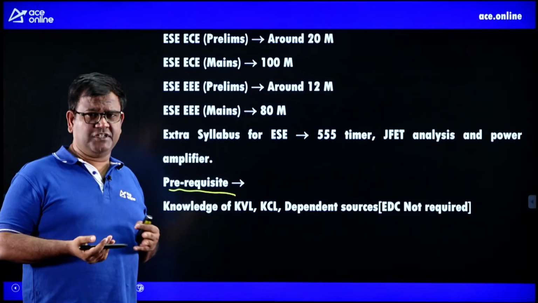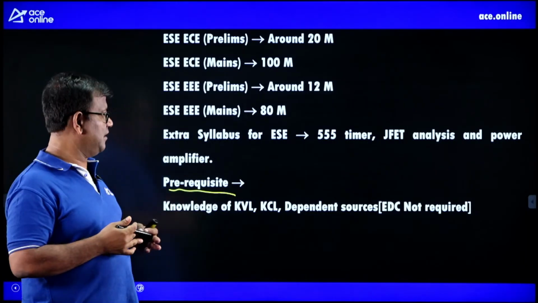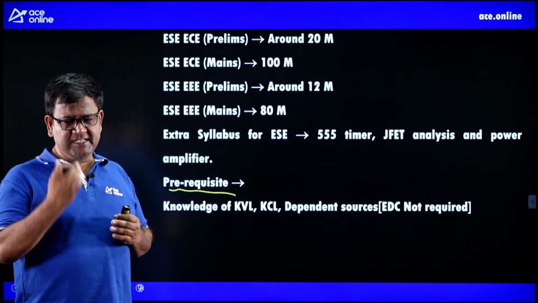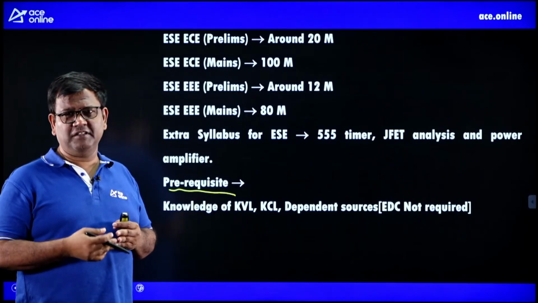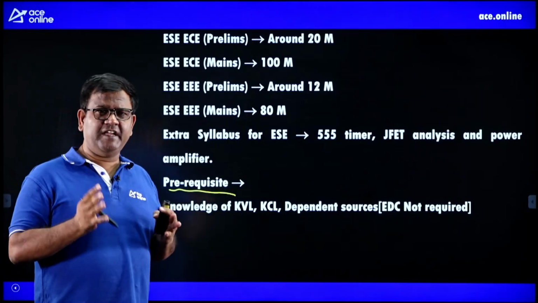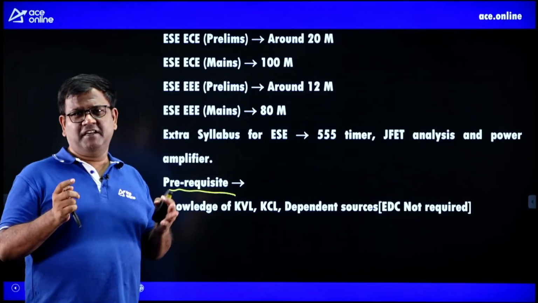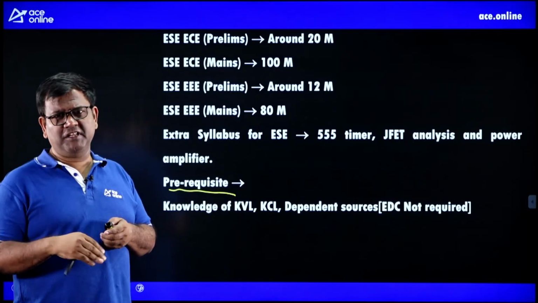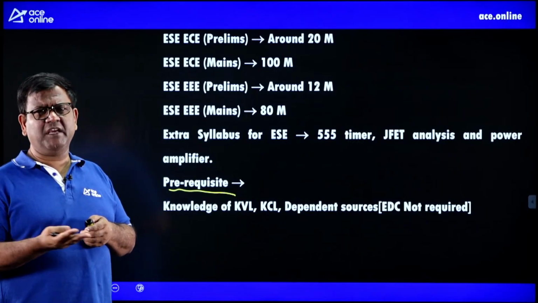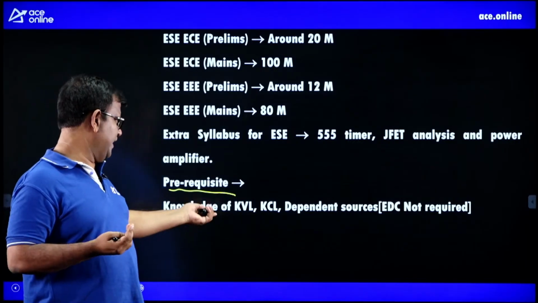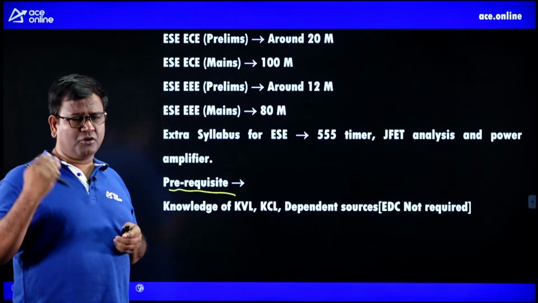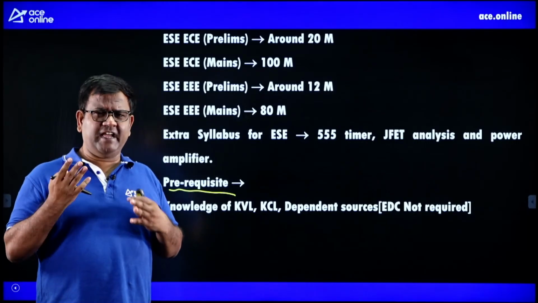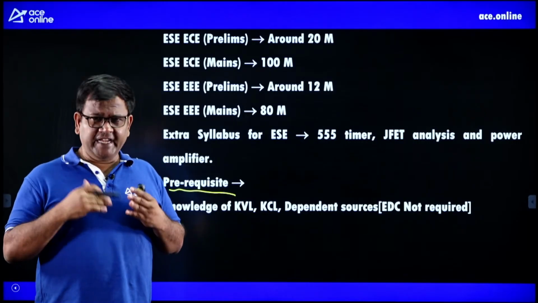But there is a wrong notion for students that EDC is a prerequisite for learning analog, but that's not the case. In EDC we study about the devices, but here in analog we treat every device as a black box, and we are interested only in the terminal behavior. So once we model the device with some equivalent circuit, with basic KVL and KCL you are good to go, right?